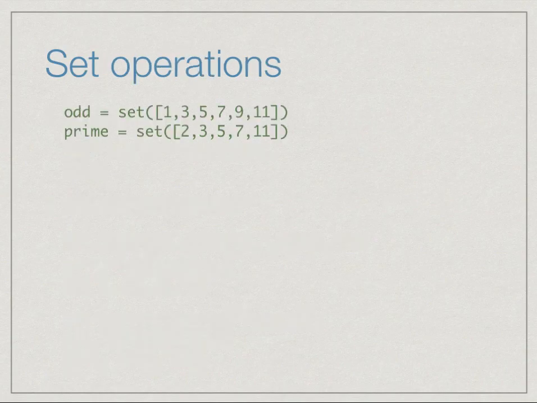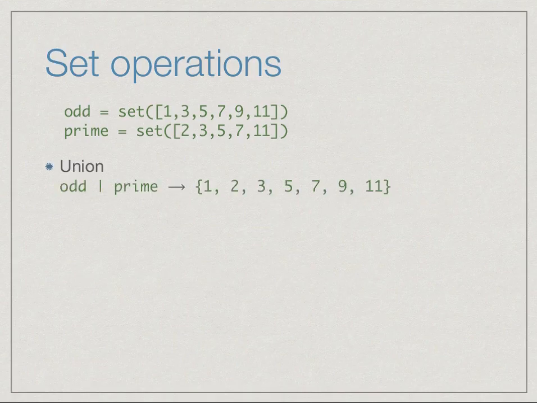So as you would expect, sets support basic operations like their counterpart in mathematics. So suppose we set up odd to be the set of all odd numbers between 1 and 11 and prime to be the set of all prime numbers between 2 and 11, using the set function as we saw before. If we write this vertical bar, then we can get the union of the two sets. So odd union prime will be those elements which are either in odd or in prime. And so we get 1 from the top, 2 from the bottom, 3, 5, 7, 9 and 11. So we get all the elements in both the sets, but without any duplicates.